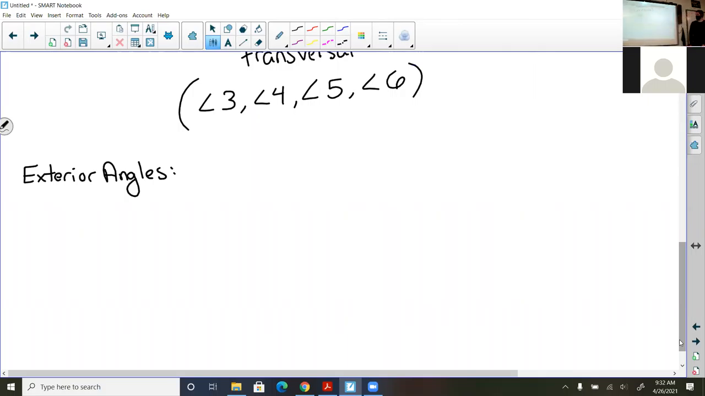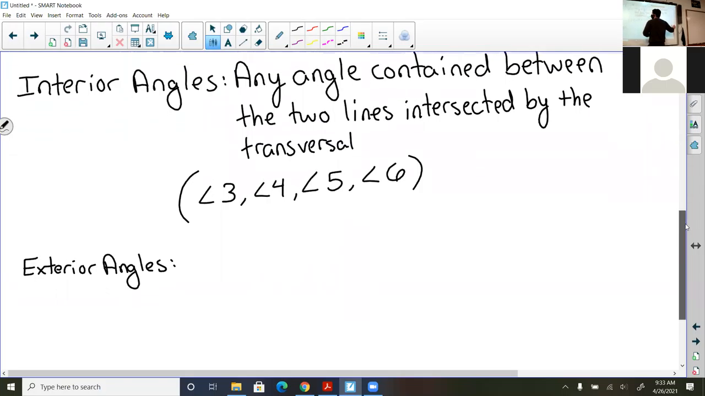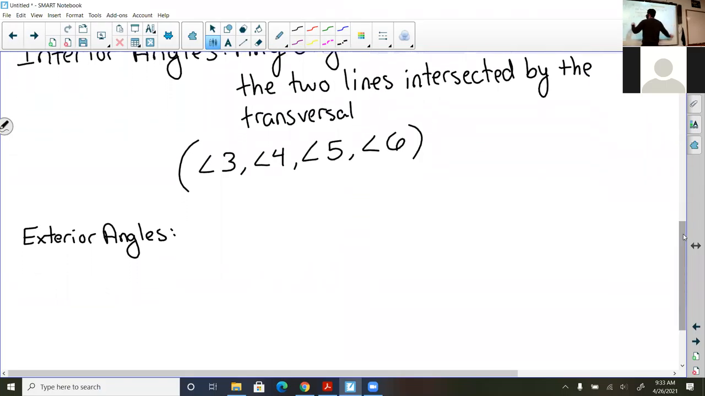Exterior angles. So again, if I have the two lines, if we were to look in between the two lines, those are all interior. So exterior is everything outside the two lines that are intersected by the transversal. So it'll be very similar to my definition above.